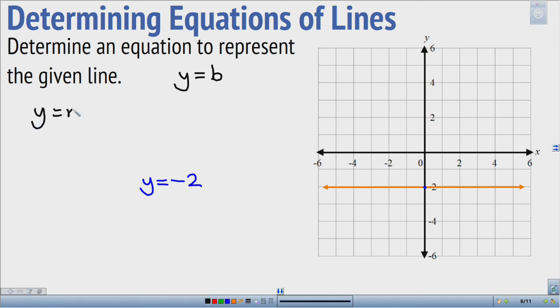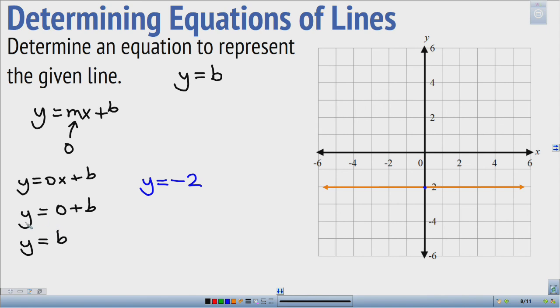Lines are usually y is equal to mx plus b, but remember that a line that's flat has no slope. So the slope of these lines are all 0. So when we have y is equal to 0 times x plus b, 0 times anything is 0. So that's why this becomes 0 plus b. Well, b plus 0 is just b. So that's why every flat line like this with a slope of 0 has this form. Okay? It's just basically y equals mx plus b, but the slope is equal to 0.